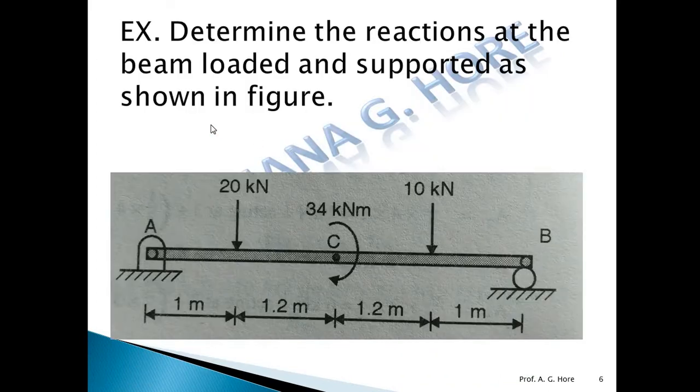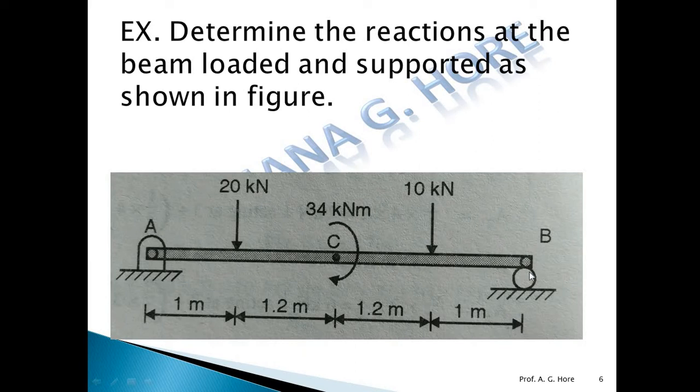Now next numerical: determine reactions at the beam loaded and supported as shown in the figure. Now here again A is a hinge support, B is a roller support. The symbol of a roller looks like this one, at point B. Means we want to find out the A support reaction and B support reaction. Again do the same thing.